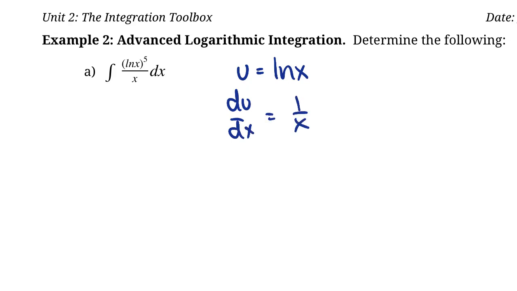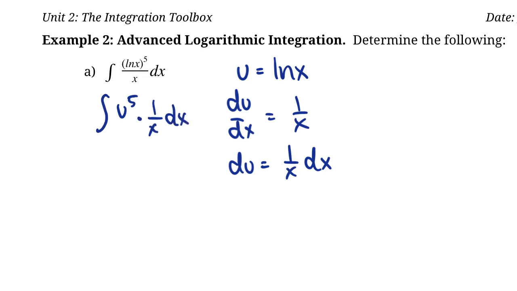So rearranging this for dx, we would get du equals 1 over x dx. And you might wonder why I didn't just solve for dx. Well, we can actually rewrite this thing as u to the 5th, and let's move that x in the denominator out to the side. So it's going to be 1 over x dx, right? Well, if we do that, notice how this 1 over x dx matches this 1 over x dx. Beautiful substitution there. So it's just going to be the integral of u to the 5 du, if we make that substitution.